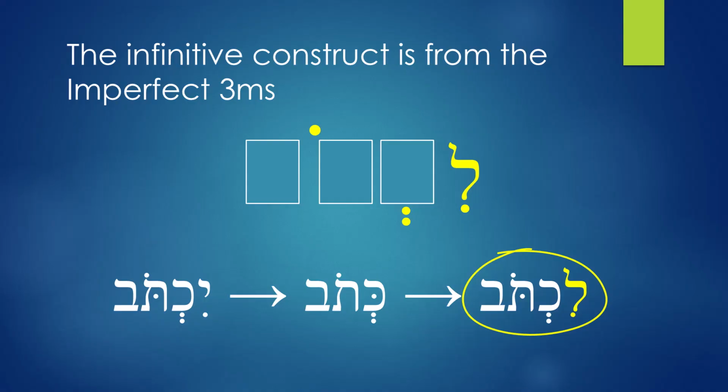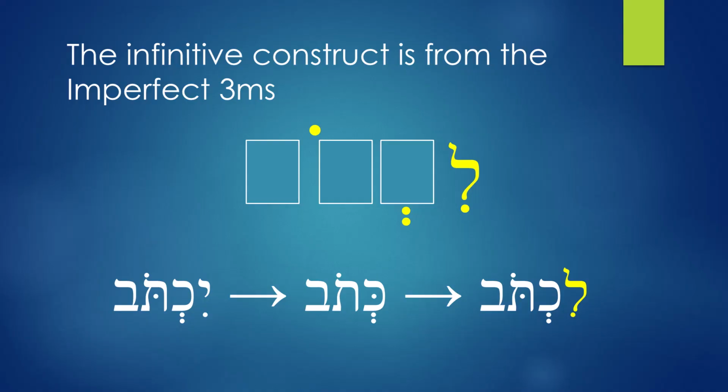Now because you can't have two shuas starting a word, the first shua is going to go into hirek, and that's why it's going to be liktov. In the imperfect tense, yiktov means he will write. When it becomes an infinitive, the translation is to write. And so this is how the infinitive construct is built: le prefix and holem between the second and third consonant. Because two shuas cannot begin a word, the first becomes hirek. So here's the identity: you have the le prefix, and between the second and third consonant, you're going to have holem. And that is how you know infinitive construct.